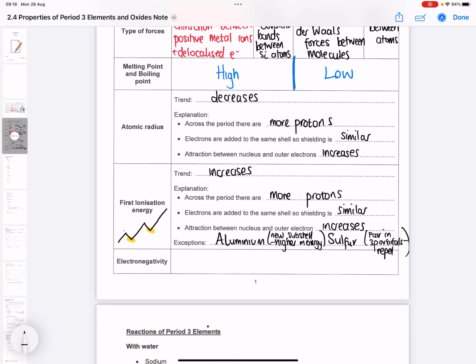And what's our trend in electronegativity? More protons, similar shielding, stronger attraction. So it's attracting the shared pair more strongly, and so our electronegativity increases as we go across, remembering that the last element, a noble gas, doesn't have an electronegativity value because it doesn't form bonds.